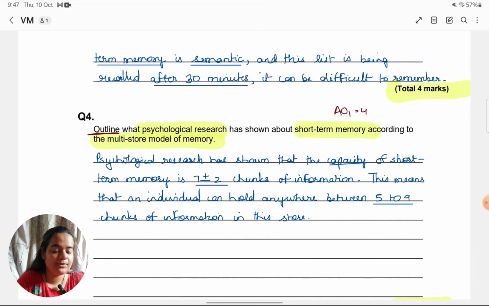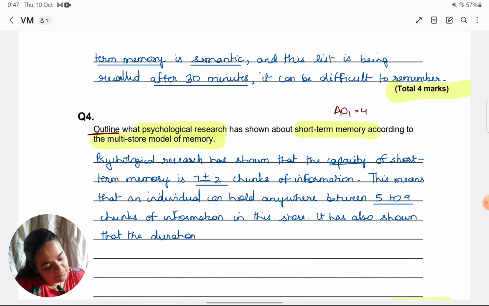That's why I've said, as a rule of thumb, keep 2 sentences in your mind so that you don't end up giving a very short answer that does not justify 2 marks but only 1 mark, because then you'll get only 1 mark. Okay, I would like to give another research about duration. So it has also shown that the duration of short term memory is about 18 to 30 seconds.